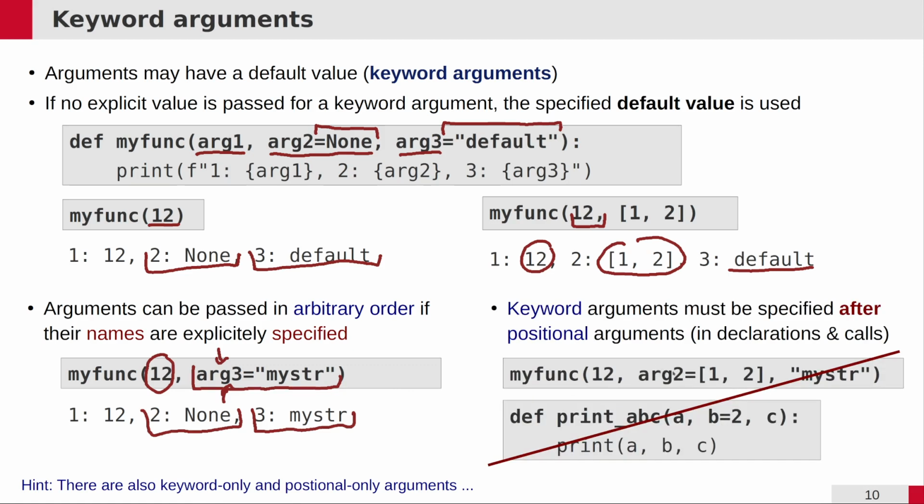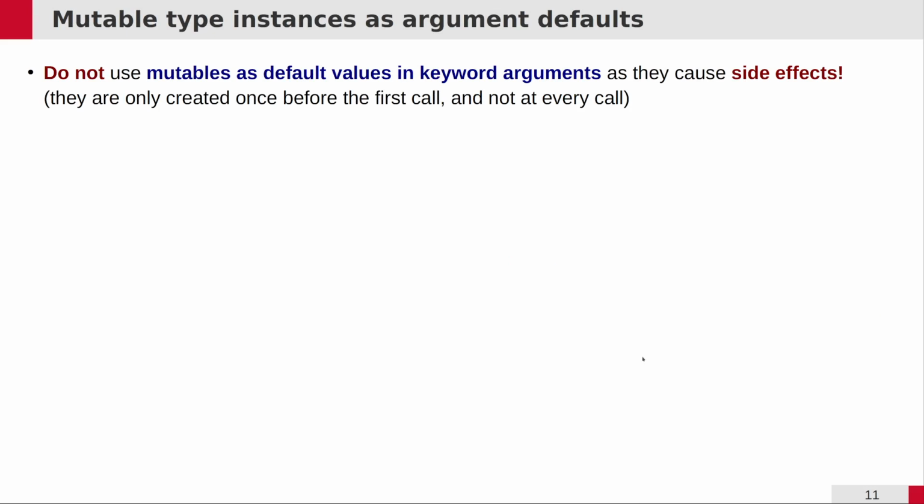It's important that the keyword arguments must be specified after all positional arguments in the call as well as in the definition. So it doesn't work to specify a keyword argument and then try to pass something by position. And the same on the definition side. You cannot define a keyword argument on the definition side and then define a positional argument. That doesn't work because Python wouldn't know how to associate the arguments in the call with the parameters in the function.